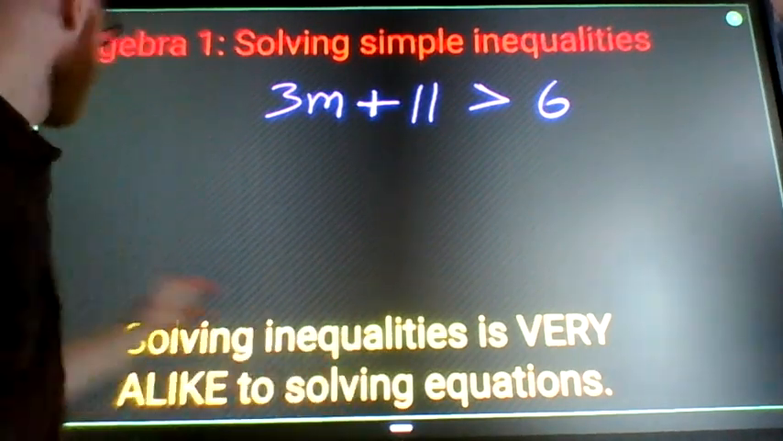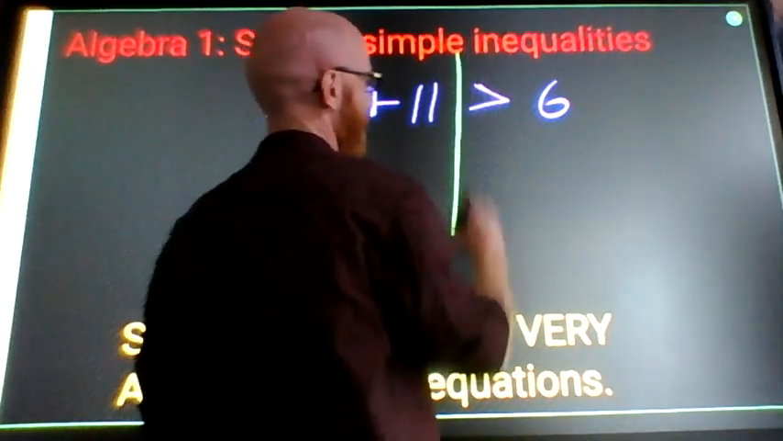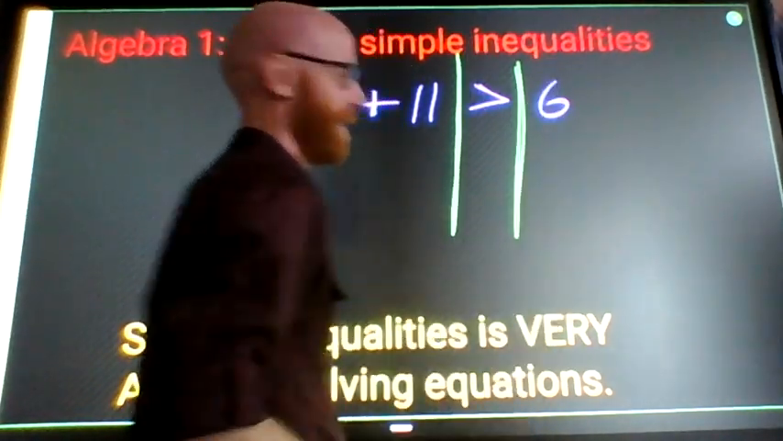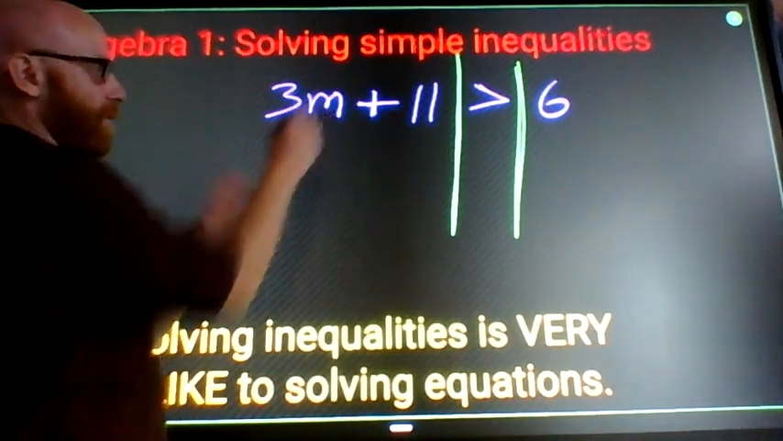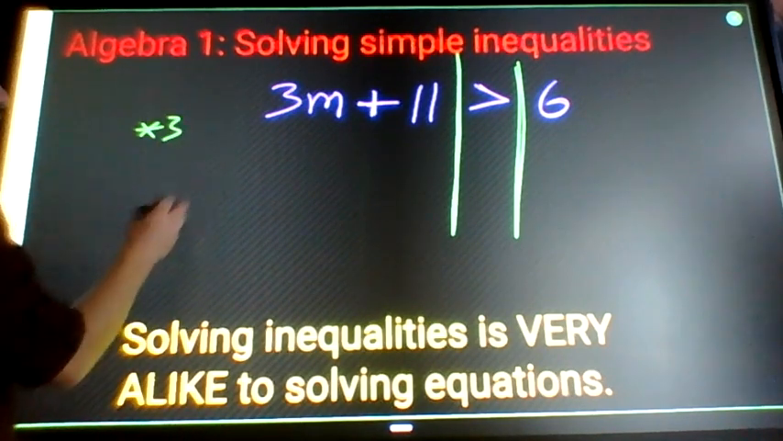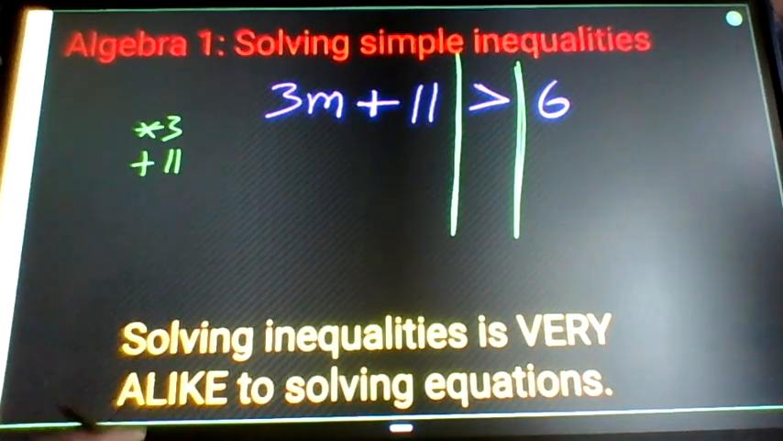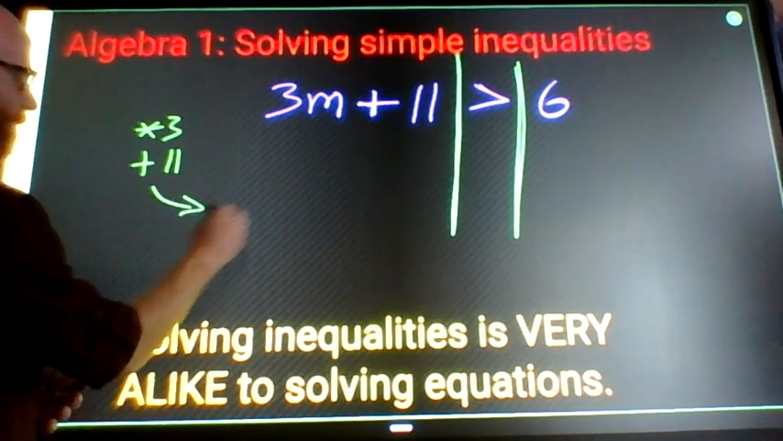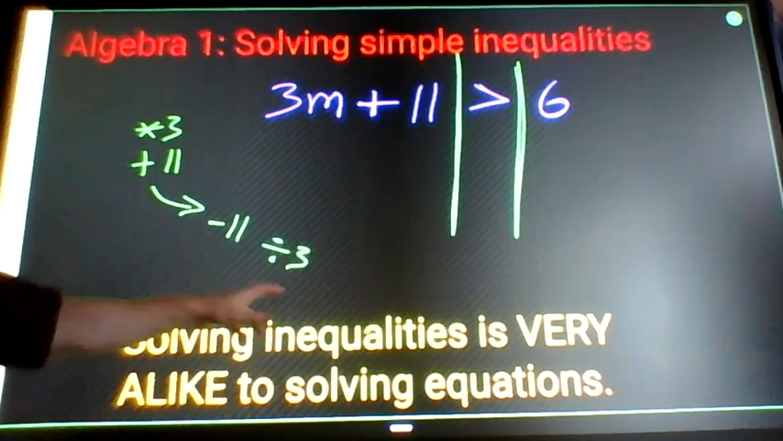Identify the center of the inequality. So you're looking at the inequality symbol rather than the equal symbol. Identify what's the variable, m, what's happening to the variable, times 3, and then plus 11. How do I undo that stuff that's happening to the variable? I will subtract 11 and then divide by 3. Okay, so this is my plan.